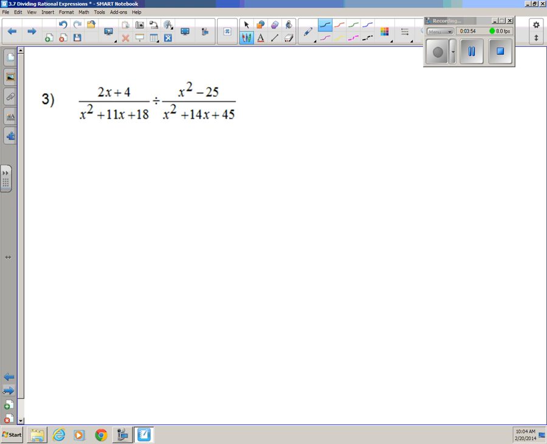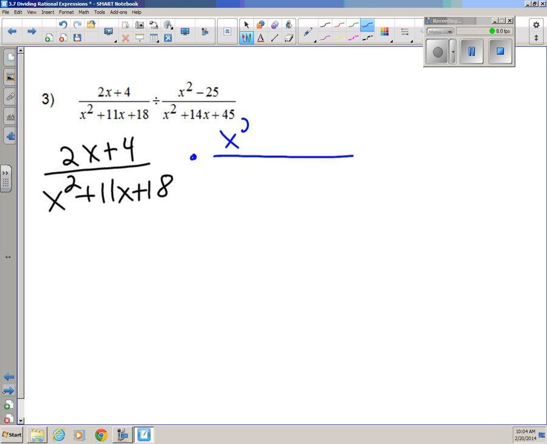Let's take a look at the next one. On this one, I'm actually going to rewrite it first, and then I'll worry about factoring. So this stays as is. This stays as is. Remember, dividing by a fraction means to multiply by the fraction's reciprocal. This becomes my new numerator, and this becomes my new denominator.